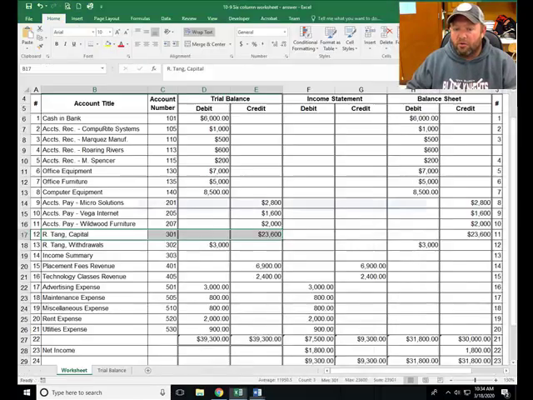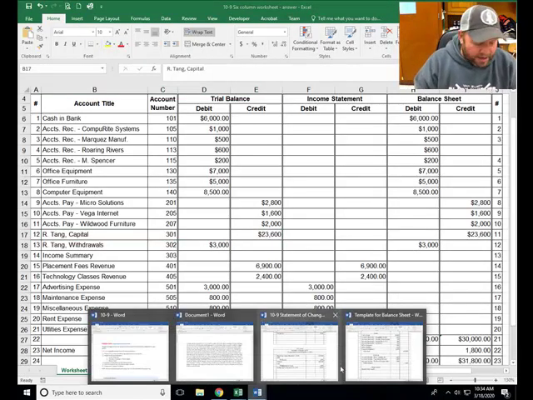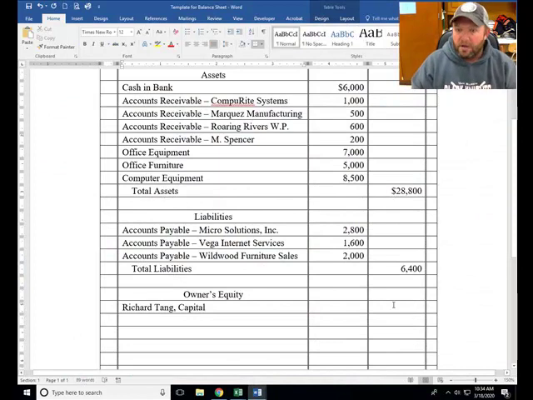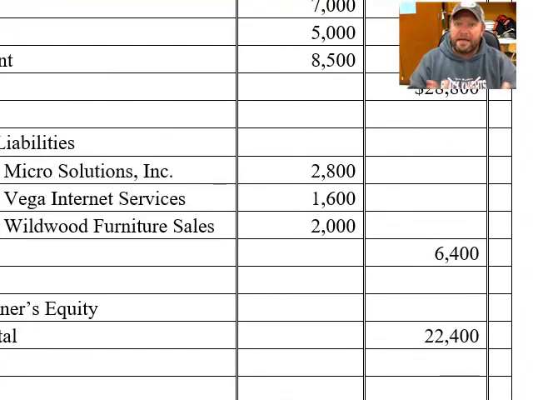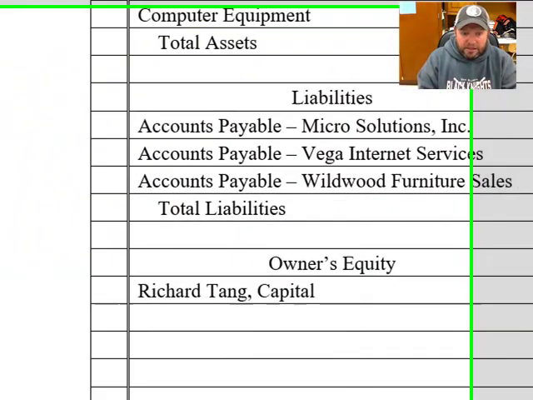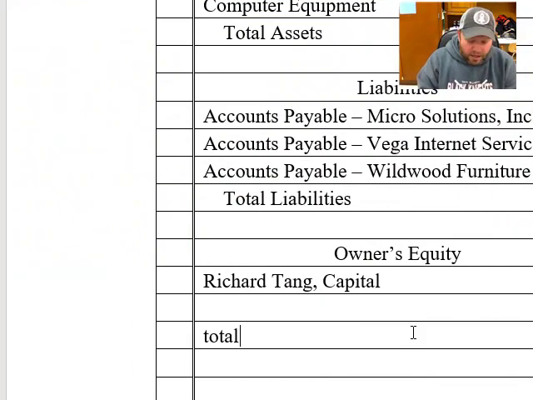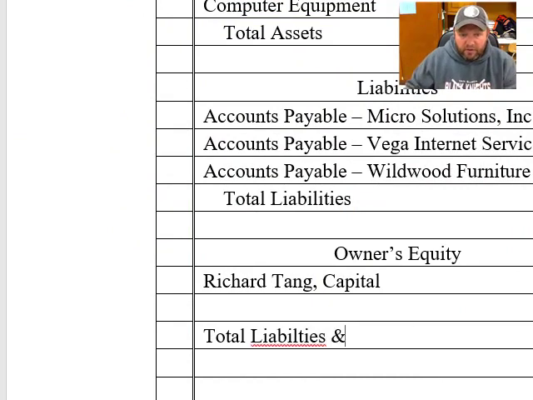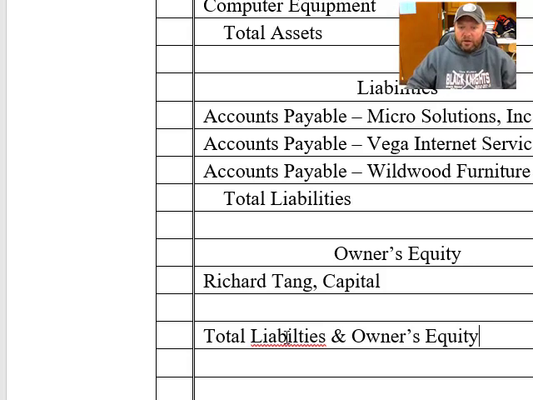So that number here, $22,400, is going to go in the far right column. I hope that makes sense where I came up with that number. If not, rewind that, take a look at it again, and try to figure out where we came up with that number. Now, when we're all said and done, we just write down total liabilities and owner's equity. Sorry, I spelled that wrong.